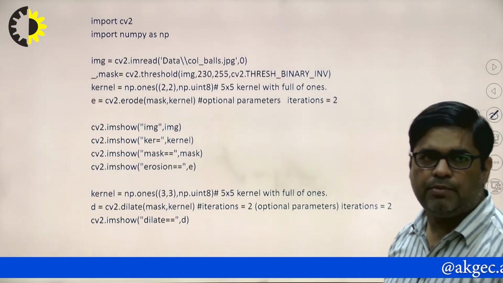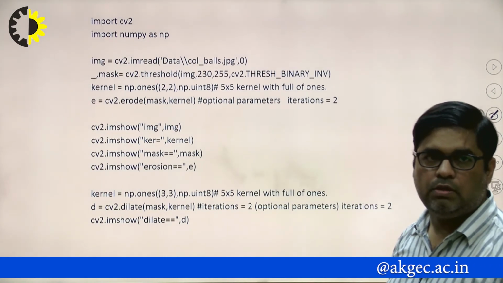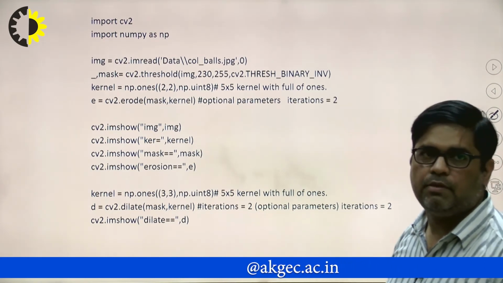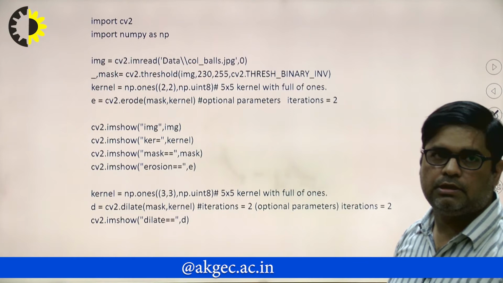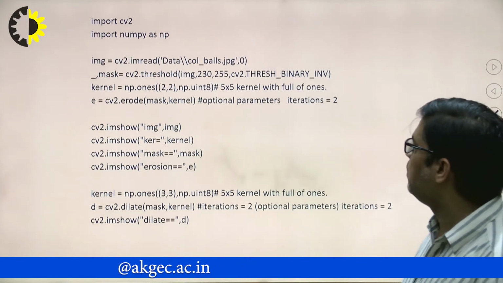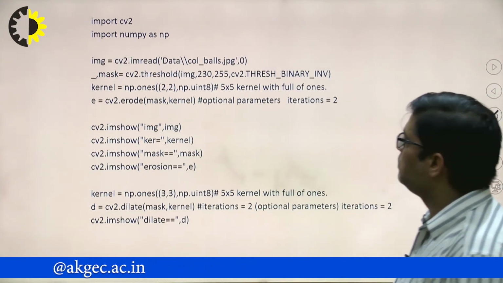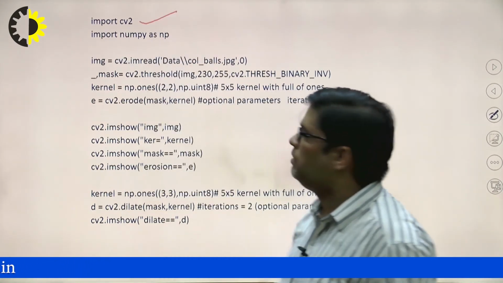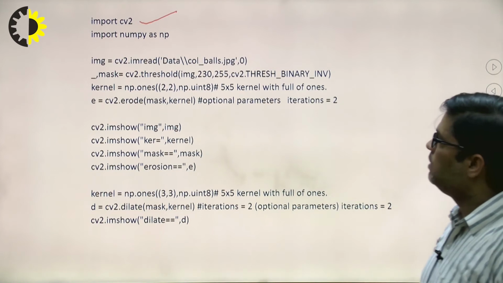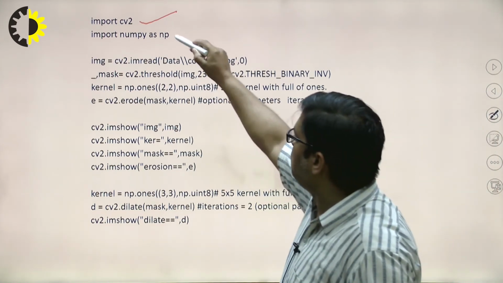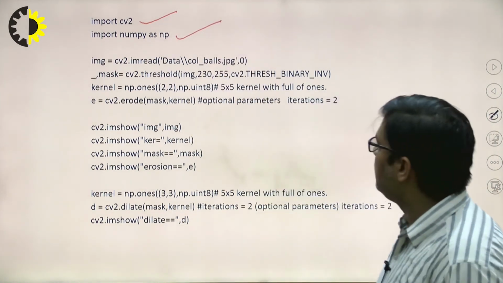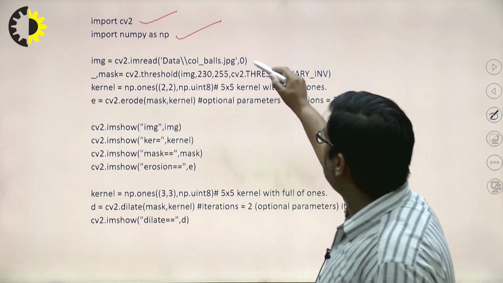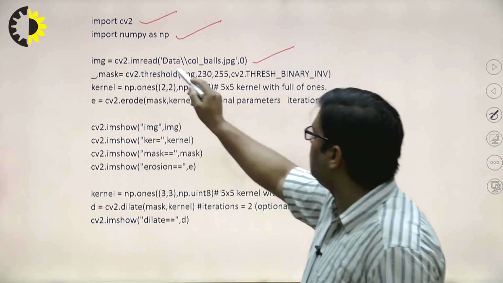So here I am showing some code so that we can understand how things work whenever we apply this in programming code. In the programming, we are using CV2, which is nothing but OpenCV. Similarly, we are using the simple NumPy library as np, and I'll read the image by using the imread operation.